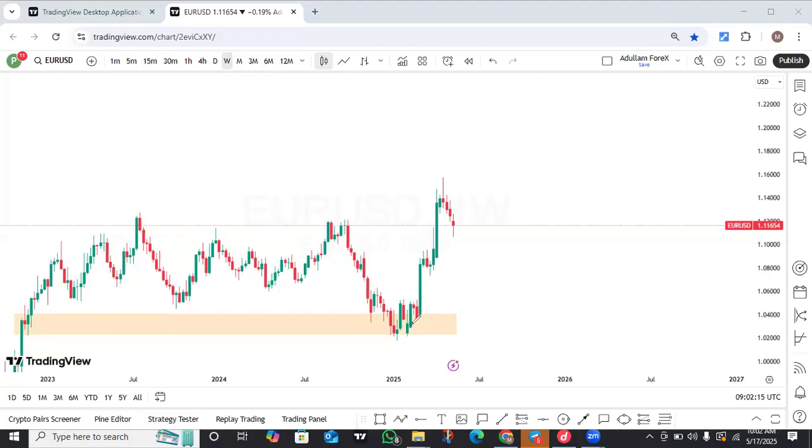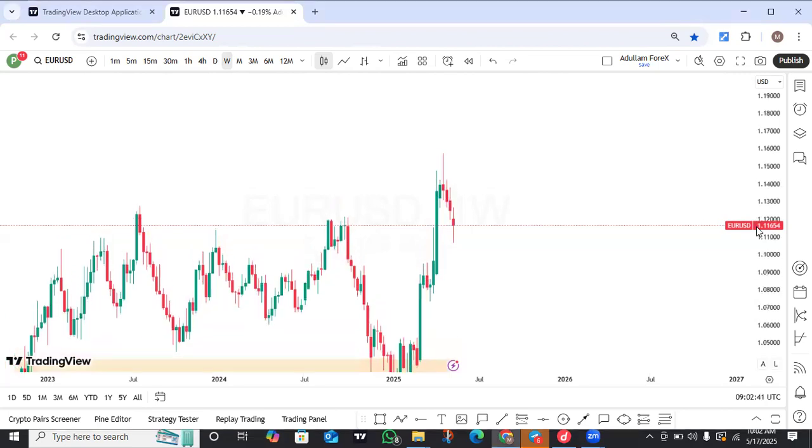What I'm trying to say is that this is impulse, this is correction, this is impulse, right? Currently, even though the monthly time frame is looking bullish, we are in a corrective phase, right? After knowing that, we also have to determine at which point the correction is going to be over so that we can continue the bullish movement, right? If you look at the weekly time frame, you see that obviously we have a blind spot right there.